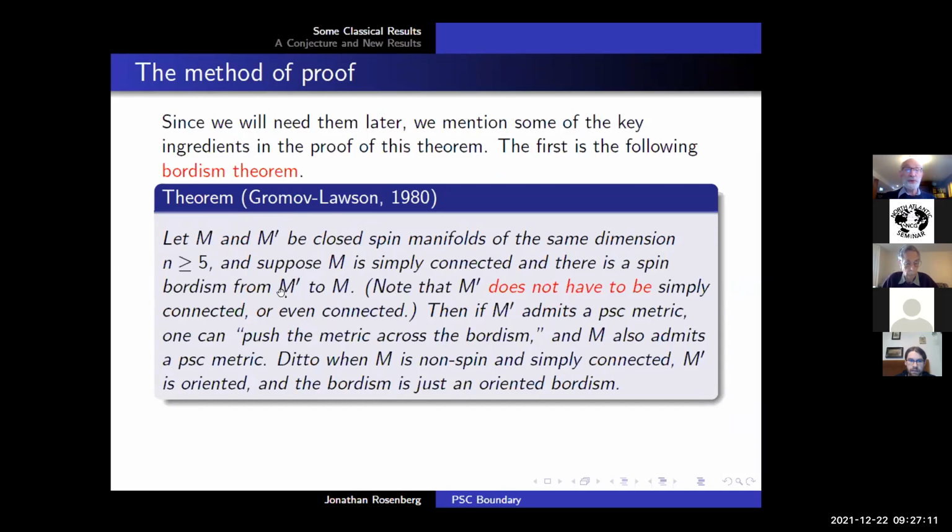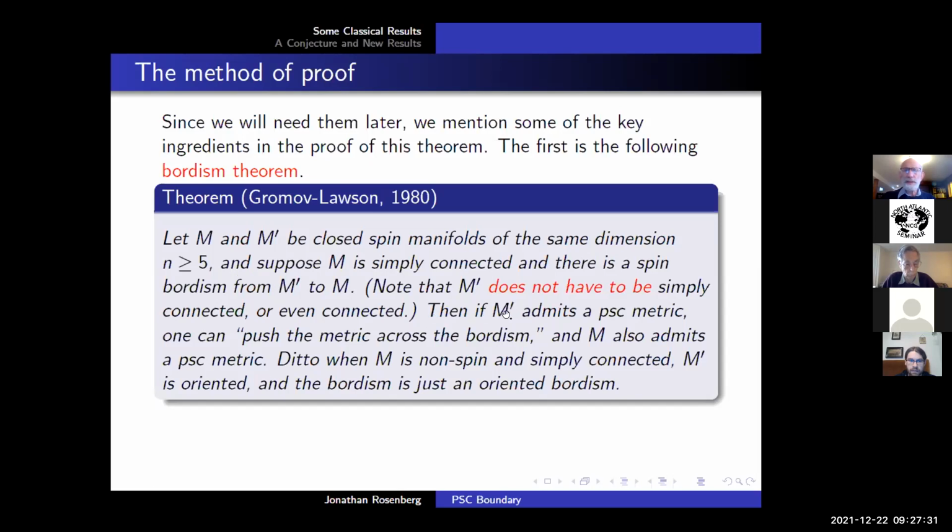And you have a spin bordism from M prime to M. As I said, that just means there's a manifold of dimension n+1 that is spin that sort of interpolates between them, that has these two as its boundary components.